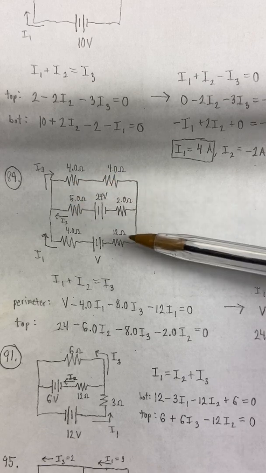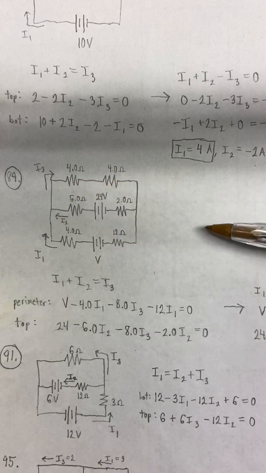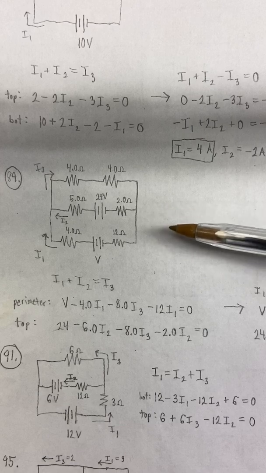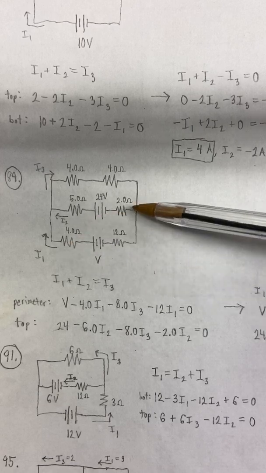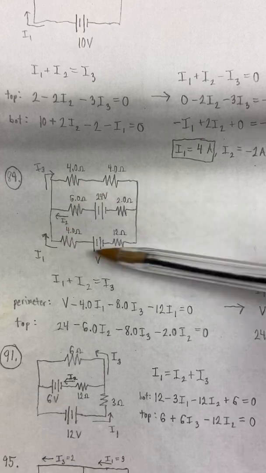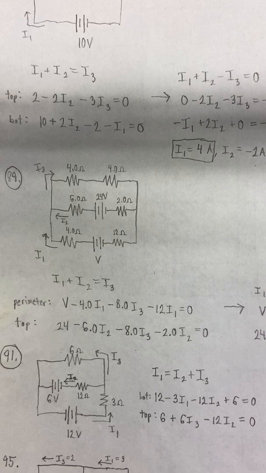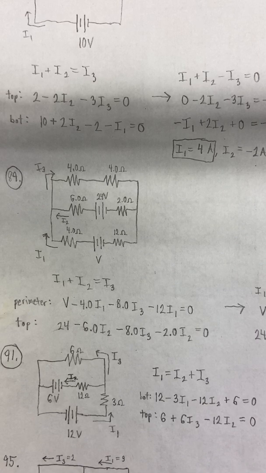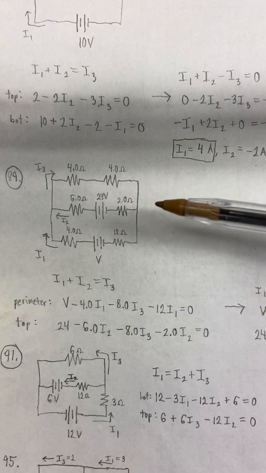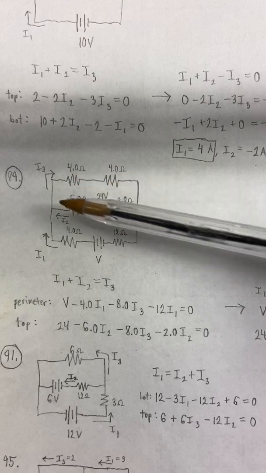Now, could we have done bottom instead? Sure. In fact, we have 3 possible loops here. We've got bottom loop, top loop, and perimeter loop. And you can choose any 2 of the 3 because you only need 3 total equations to solve for 3 unknowns.